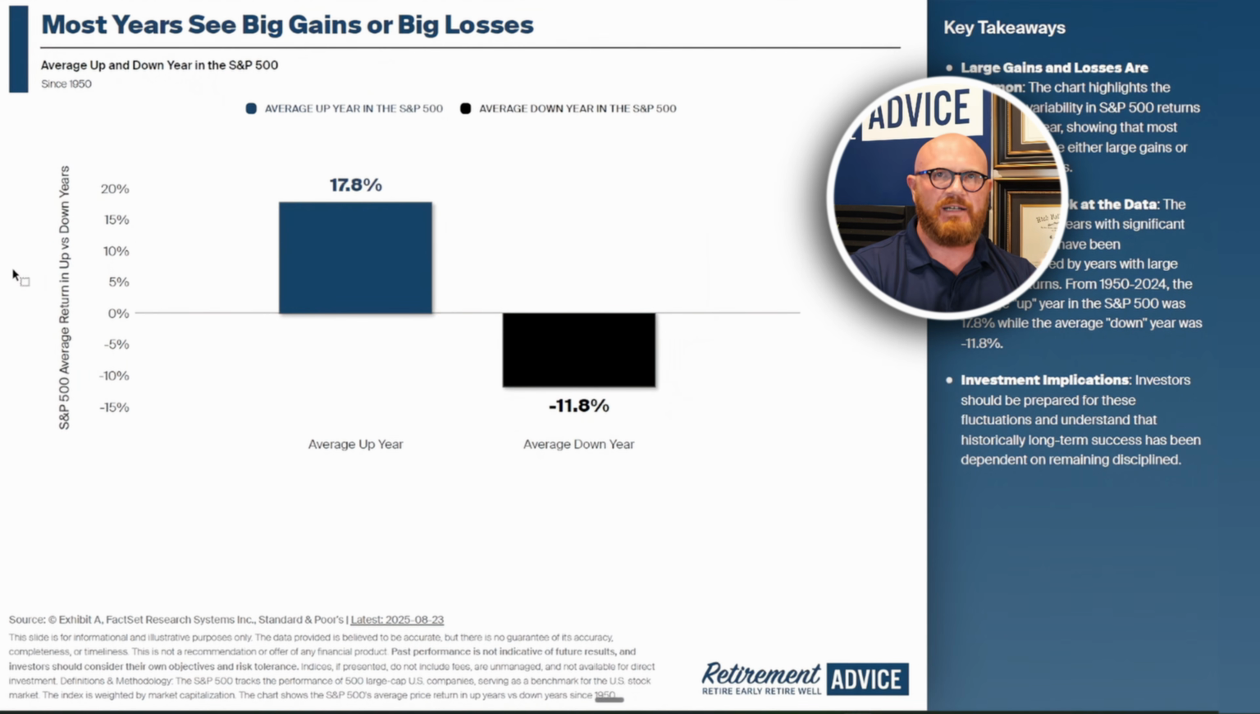So let's talk about when there are losses and gains in the stock market. Going back to 1950, most years the stock market's up, and over time, on average, depending on the time frame you're looking at, the U.S. stock market, if we look at the S&P 500, has been up by about 8 or 9% per year on average. But most years, you don't get this nice 9% rate of return per year. It's not like that. When there's an up year, usually it's about 17.8% on average. And when there's a down year, typically it's about 11.8% down.